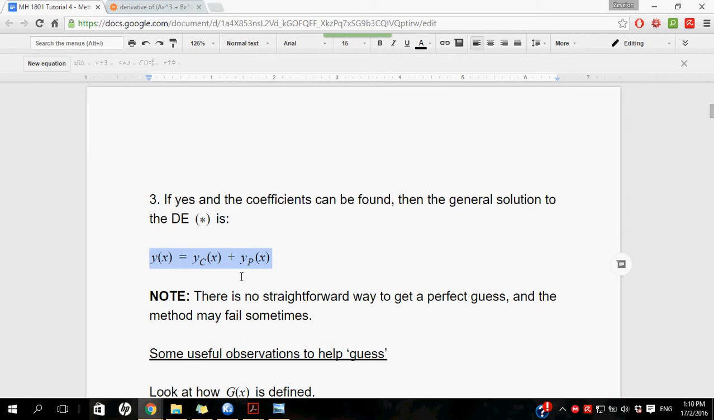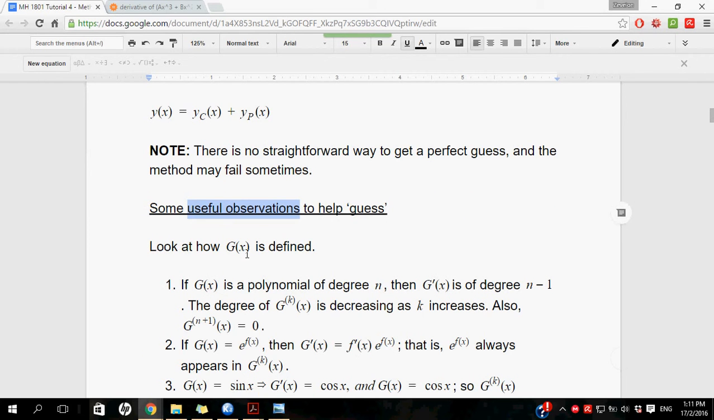However, we understand that there isn't any straightforward way to get a perfect guess to obtain y_p. Sometimes we may not know how to do it. But in this tutorial, we're going to examine various ways to obtain y_p using some sensible observations to help us make a good guess. This will involve looking at how g(x) is defined.